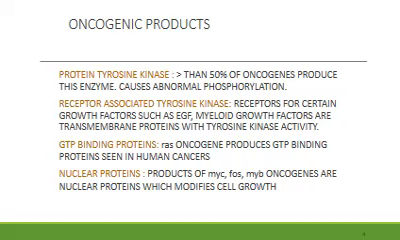Now the oncogenic products, what are they? One example is the protein tyrosine kinase. Greater than 50% of oncogenes produce this enzyme, and this causes abnormal phosphorylation. Secondly, you have a receptor-associated tyrosine kinase. The receptors for certain growth factors, such as the epidermal growth factor and the myeloid growth factors, are transmembrane proteins with tyrosine kinase activity.